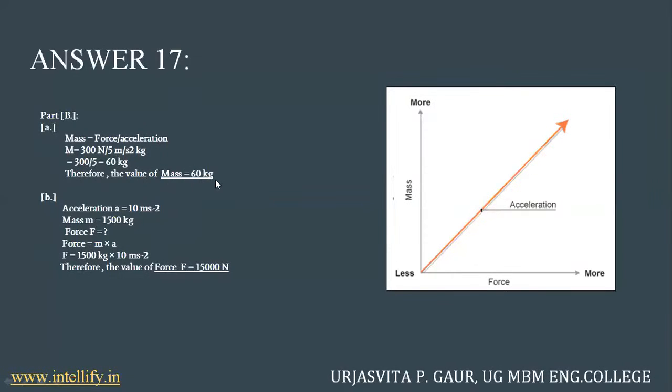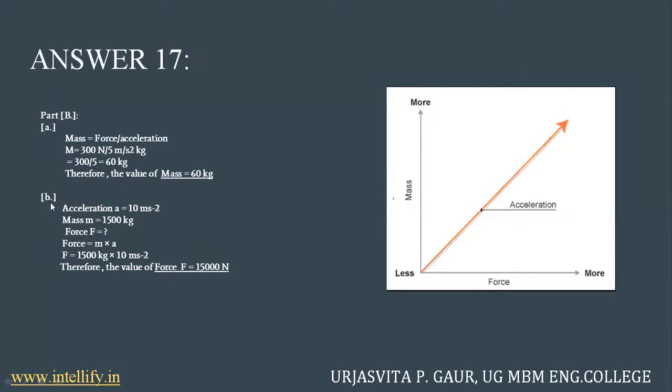In the B part, it says, what would be the force required to accelerate a vehicle weighing 1500 kgs at 10 meter per second squared? Okay, so we need to find the force in this case, where the acceleration is given to us to be 10, and the mass is given to us to be 1500 kgs. This is a very simple example, just to apply the second law of motion, the force is equal to mass into acceleration. The mass is given to you, the acceleration is given to you, so you can easily find the value of F, force, which is equal to this mass 1500 into 10 meter per second squared. That is 15,000 newtons.